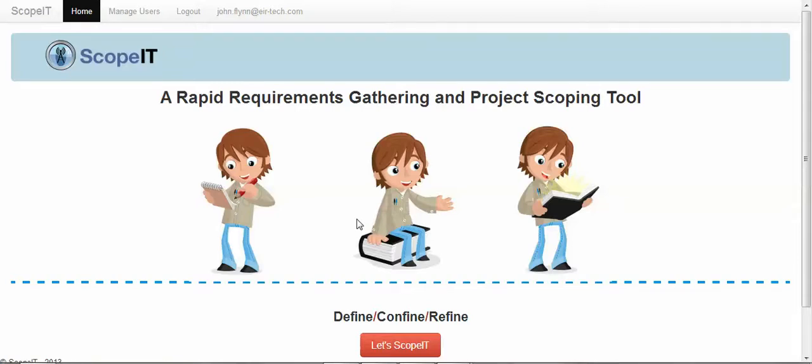ScopeIT is an online tool which facilitates the fast-track definition of new services and solutions to speed up the bid and quote process and reduce your overall time to revenue. It uses the concept of swimming lanes to define the new services and solutions and distribute the underlying tasks based on ownership and responsibility. Let's take a look at some of the main features of ScopeIT.